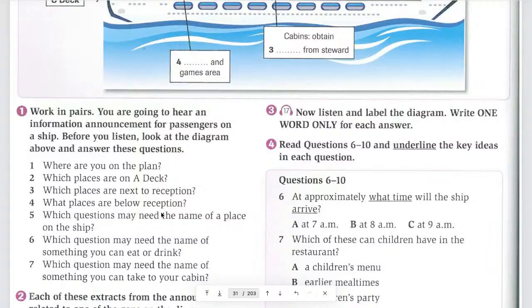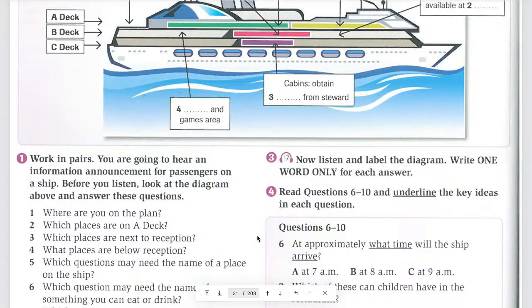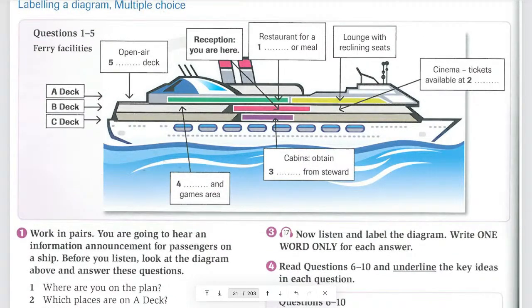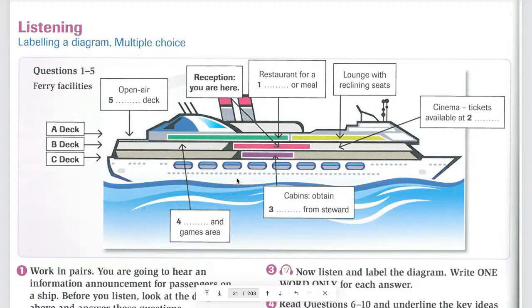Now, number 5. Which questions may need the name of a place on the ship? Look at all the questions there. Which question may need a name of a place? Which one do you think? Number 7? Where's number 7? We only have 1 to 5. Why do we have 7?